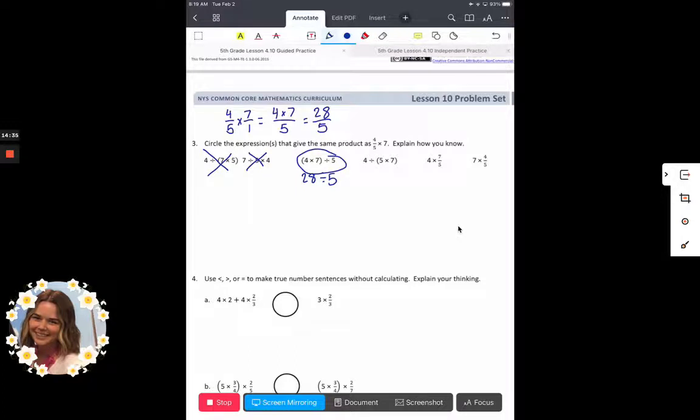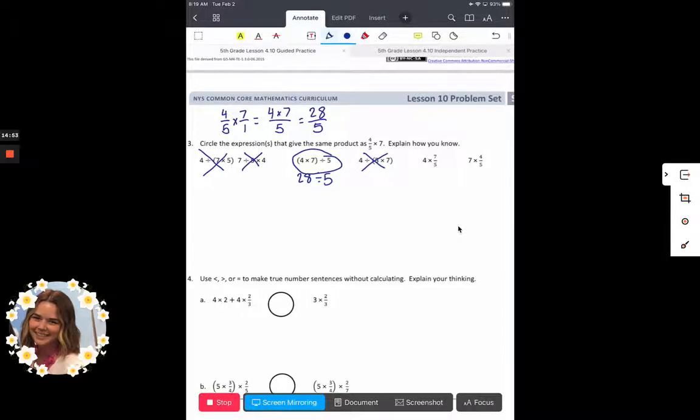So that would have the same answer. Then we have 4 divided by 5 times 7. Well, we said a minute ago that our expression is being divided by 5 since we're working with fifths. So we can't have that one. Next we have 4 times 7/5.